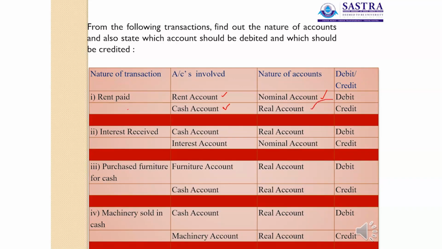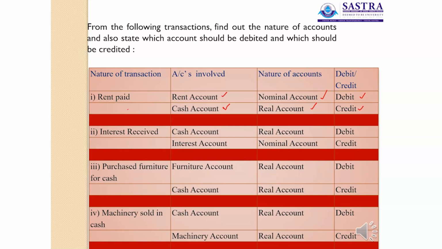Now you have to apply the rule. Debit all expenses and losses, credit all incomes and gains. So the rule for nominal account is debit all expenses and losses, credit all incomes and gains. Rent account is one of the expenses, so rent account will be debited. Cash account is a real account. The rule for real account is debit what comes in, credit what goes out. So this account will be credited.